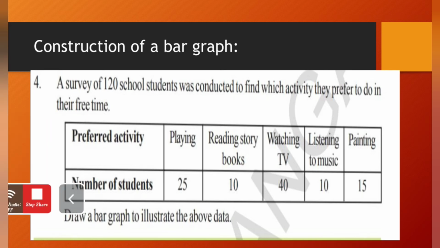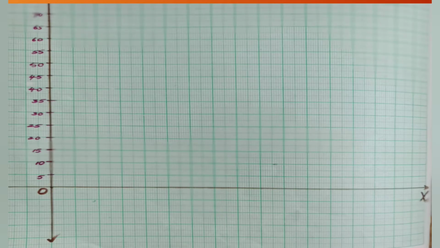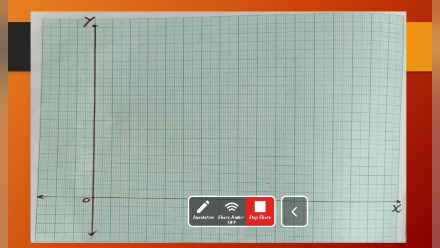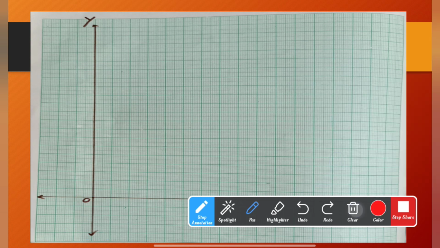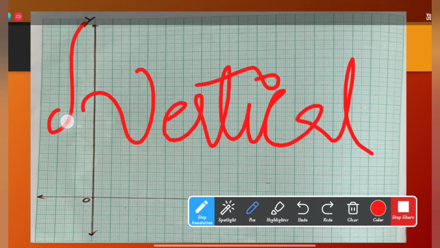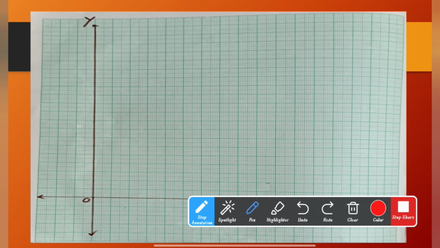To construct a bar graph, first we need to draw the axes, x-axis and y-axis, and locate the origin. So here it is like this. Next, frequencies will be taken. I am constructing a vertical bar graph here. In a vertical bar graph, frequencies are taken on the y-axis and observations on the x-axis.